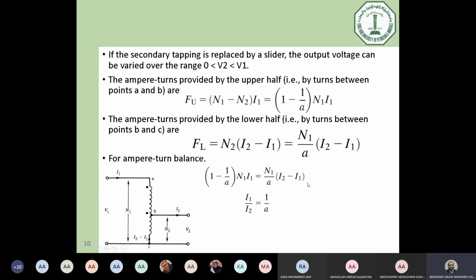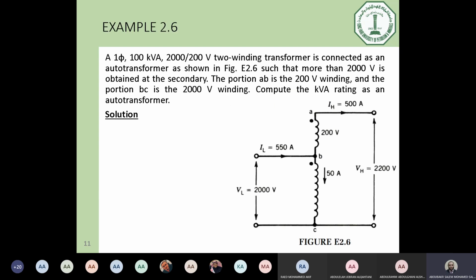You can simplify this relation and you will get the same relation as the two-winding transformer. So in terms of relations, the auto transformer can be used with the same relations as the two-winding transformer. So we finally have the relation V1 divided by V2 equals I2 divided by I1 equals the turns ratio.